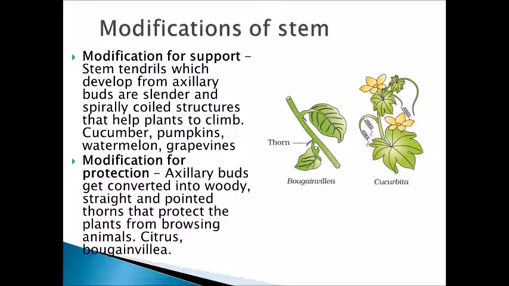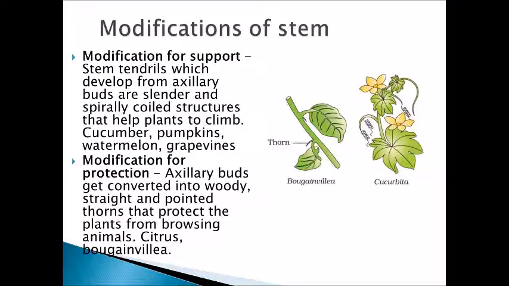The next modification is for support. Stem tendrils which develop from axillary buds are slender and spirally coiled structures that help plants to climb. Examples are cucumber, pumpkins, watermelon, grapevines, etc.